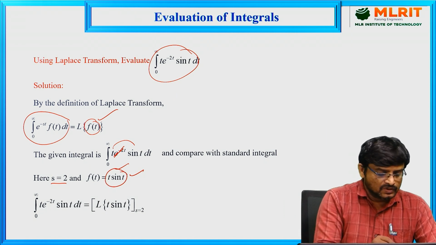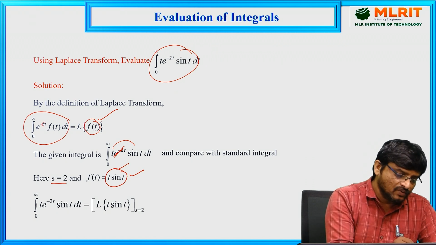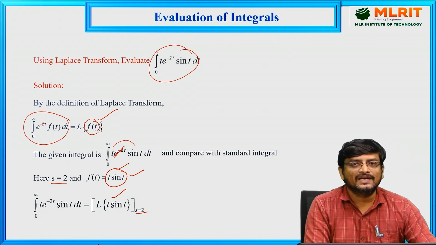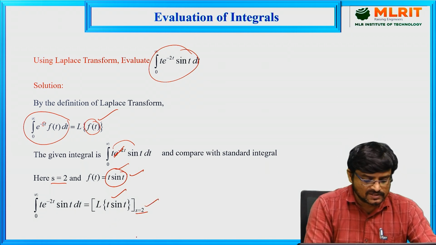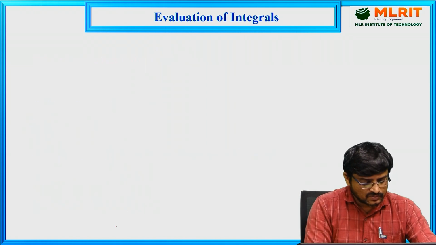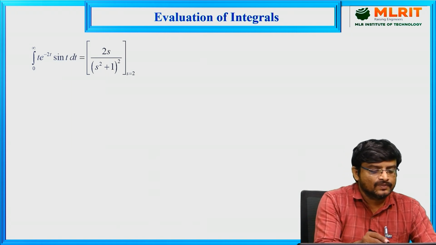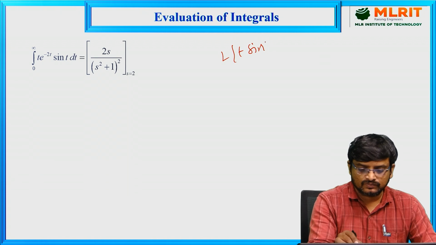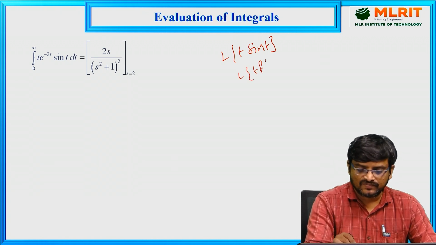The Laplace transform of f of t is in terms of s, but we know the value of s. So after finding the Laplace transform of t sin t, replace the s value, s is equal to 2. Now find the Laplace transform of t into sin t. This is of the form Laplace transform of t into f of t.